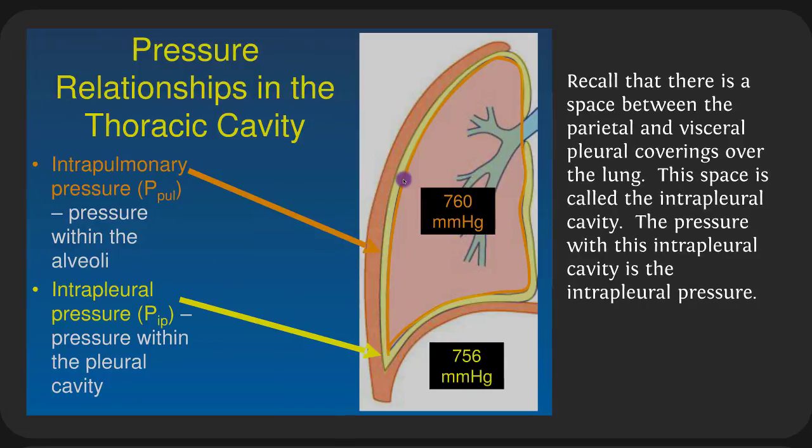Recall that there's a space between the parietal, that was the outer one, and visceral pleural coverings over the lung. This space is called the intrapleural cavity. The pressure within this intrapleural cavity is the intrapleural pressure. It's usually 4 millimeters of mercury below intrapulmonary pressure.